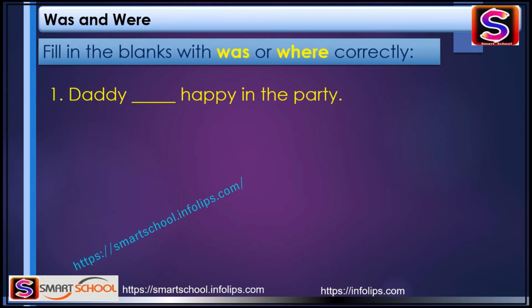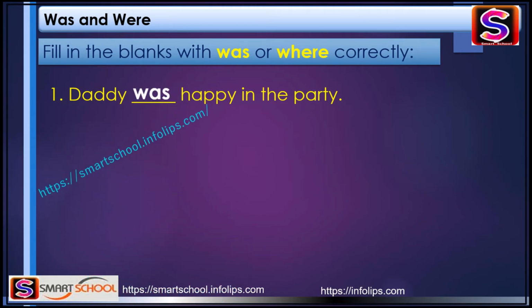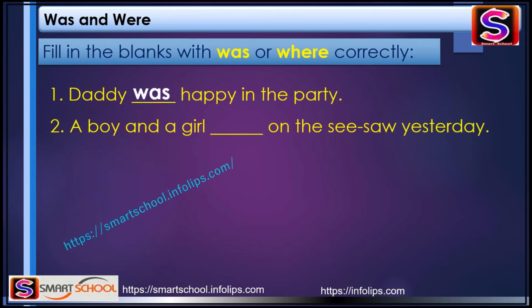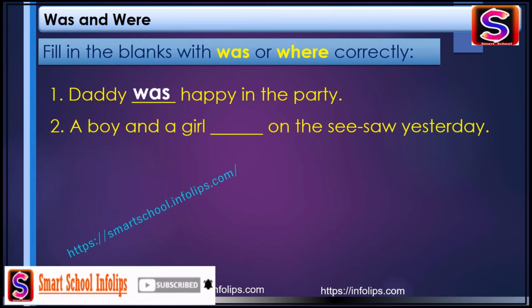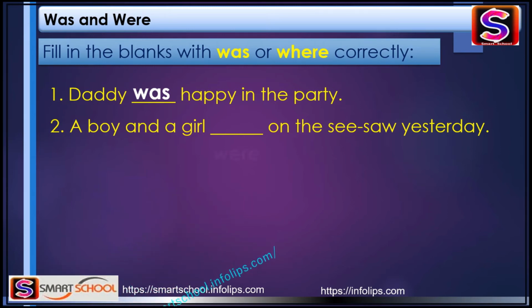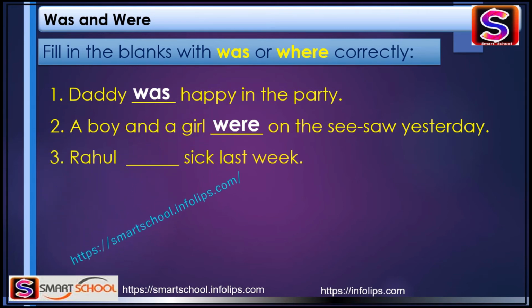Okay, so let's test time. See, first question. Daddy dash happy in the party. Daddy was happy in the party because daddy is one person, and when it is one we say was. Second question. Boy and girl dash on the seesaw yesterday. So in this sentence there are two persons, one is boy and one is girl, so that's why we will use were. Perfect. Let's see. Rahul dash sick last week. Again there is one person only, Rahul, so we will use was.